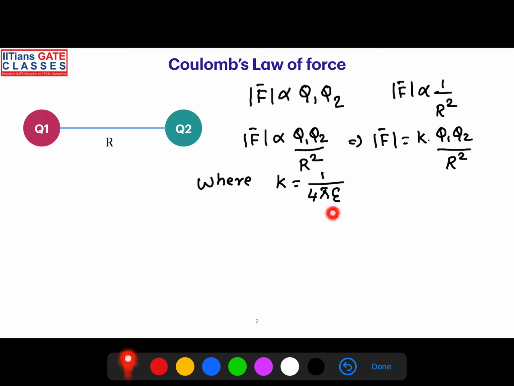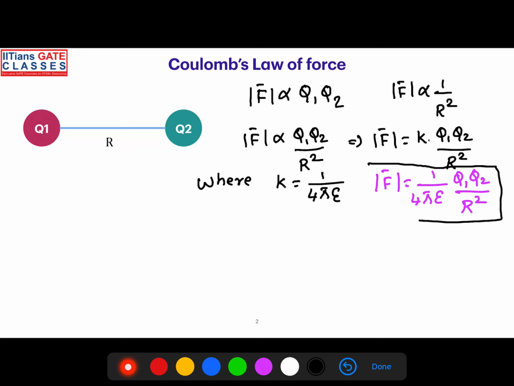The constant epsilon is said to be the permittivity of that medium. For free space, the permittivity is exactly 8.854 times 10 power minus 12 farads per meter. We'll come across this term in the later discussion. The force is a vector quantity. For the magnitude part, k is replaced by 1 by 4 pi epsilon, so F equals q1 q2 by 4 pi epsilon r square. This represents the magnitude of the force between the two charges.